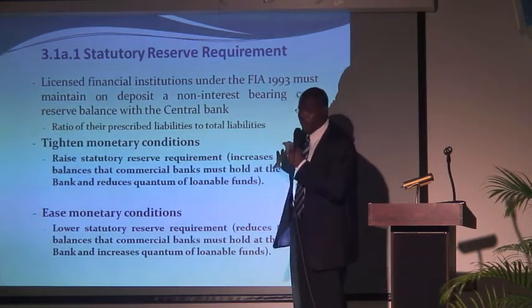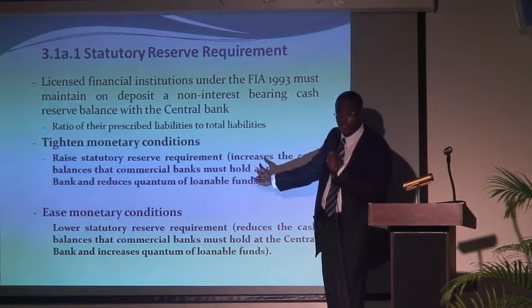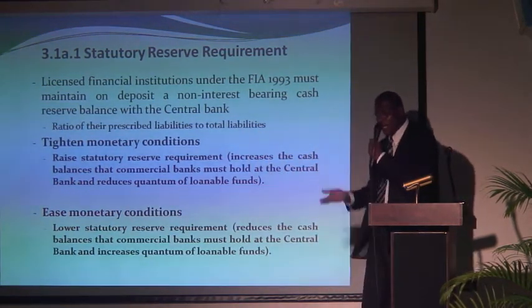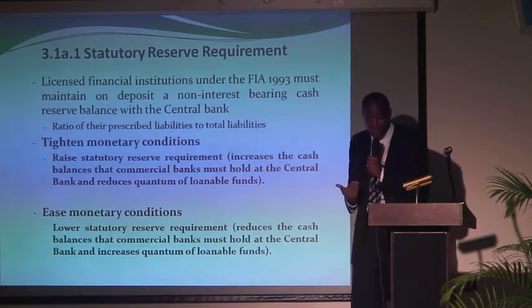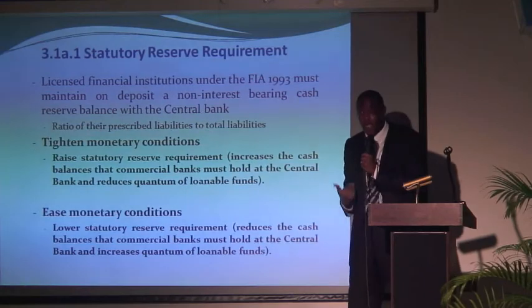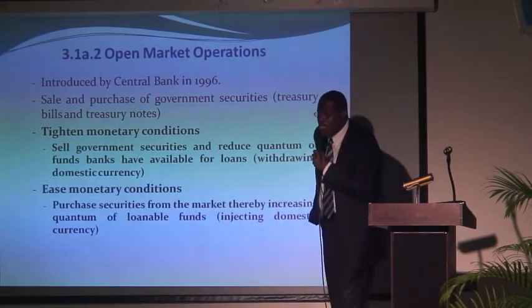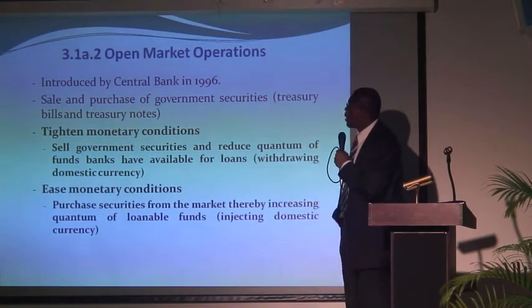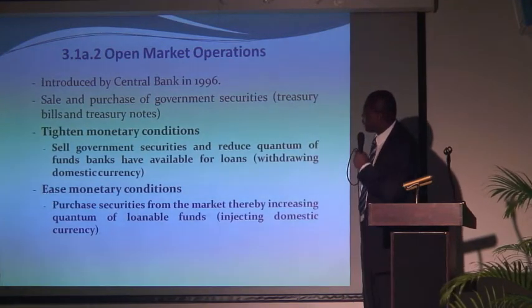So the reserve requirement was a critical tool that we used to tighten monetary conditions when we needed to do so, or to actually ease monetary conditions. So by raising it or lowering, we can change how commercial banks actually behave in the market and how much money they make available for loans. We have now shifted somewhat from that. We still use the reserve requirement, but we have introduced what we term open market operations.